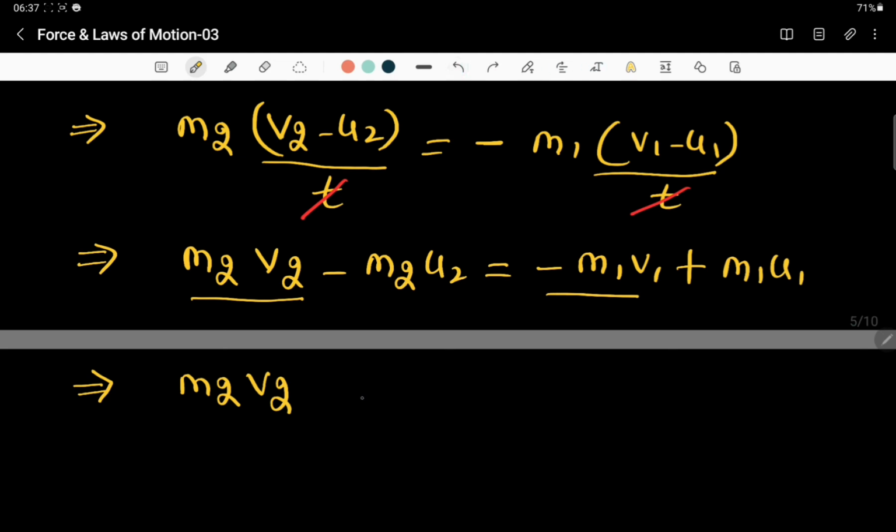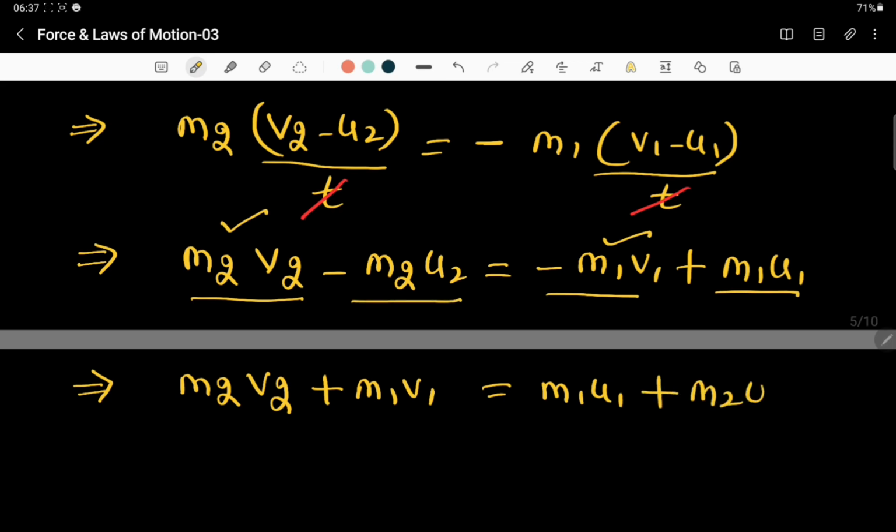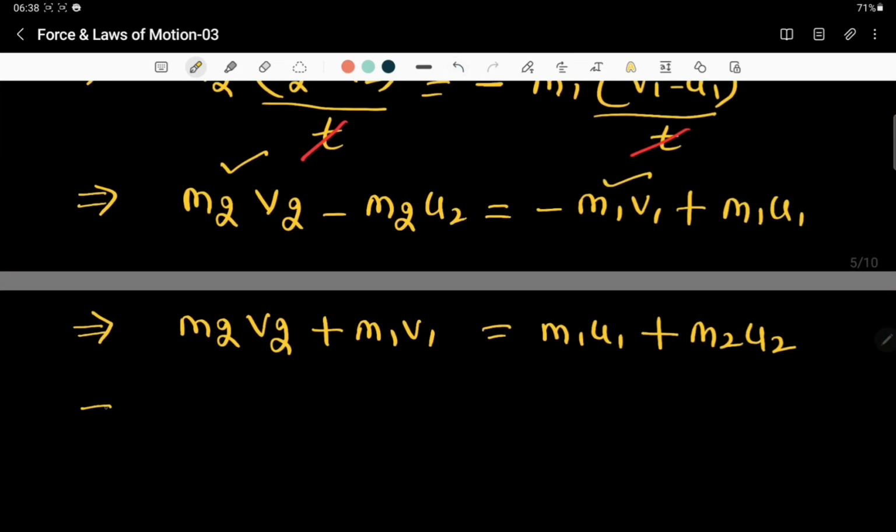So it becomes plus m1 v1. These things are taken care of now. Let me keep this m1 u1 there, and minus m2 u2 you can bring to this side, so it becomes plus m2 u2. Try to observe all these things whatever I have done. So this equation and this equation, are they same or different? They are same. Then you can write it in reverse form.